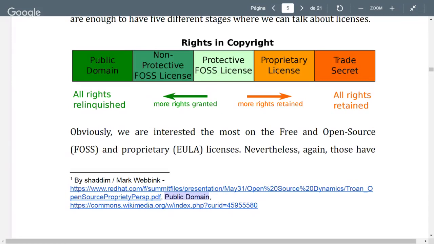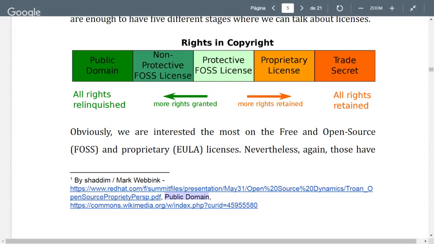But if you read it in the guide, if you are like Richard Stallman, who made the GPL license, which is the protective license most known in the world, he says, no, you cannot do that. First, you need to respect the copyright.